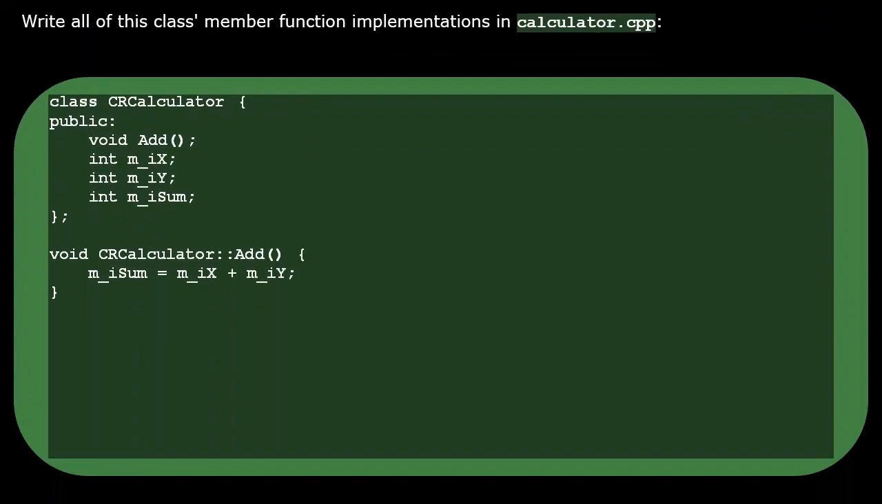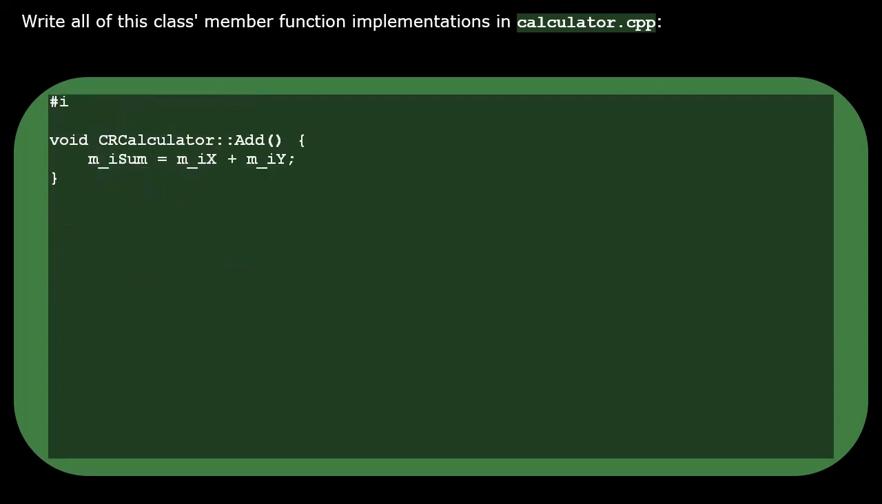Often, the implementations of all your member functions are collectively written together in a C++ source file dedicated for that class. And the class definition is moved to a separate header file. The preprocessor's include directive is used in place of where the class definition would have been written.